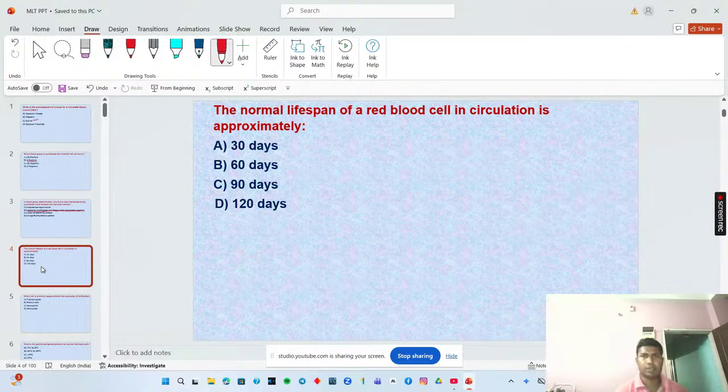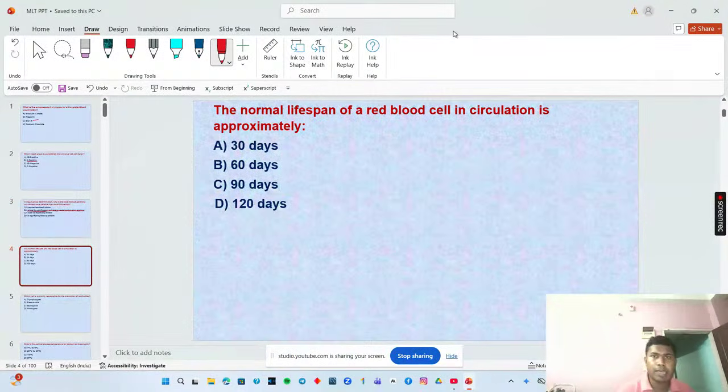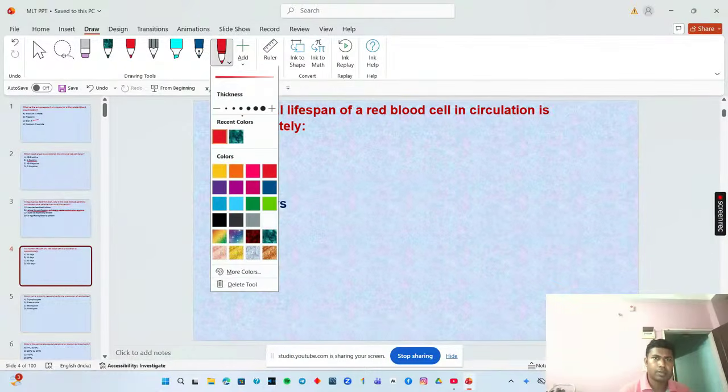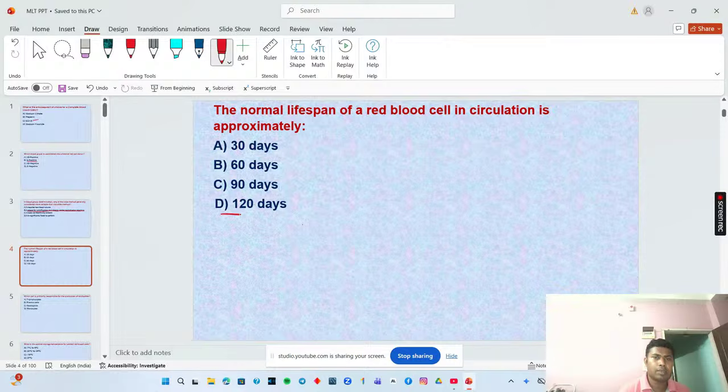Now, next question: the normal lifespan of a red blood cell in circulation is approximately, and the answer to this question will be 120 days.